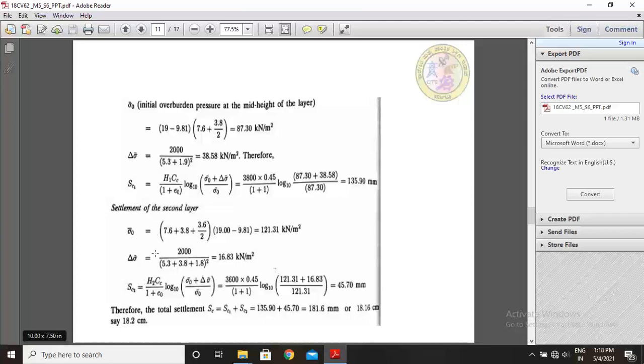Then use the above equation, that is consolidation settlement SC2 equal to H2 Cc by (1 plus e naught) log base 10 of (sigma naught plus delta sigma) divided by sigma naught. So from this equation, substituting the values, we are getting 45.70 mm. Therefore the total consolidation settlement SC equal to SC1 plus SC2. So that is this plus this, finally we are getting 181.6 mm or 18.16 centimeter, say 18.2 centimeter consolidation settlement. So this is the solution for this problem.